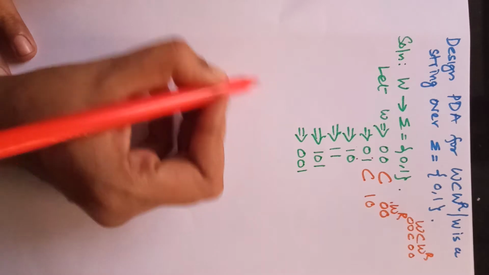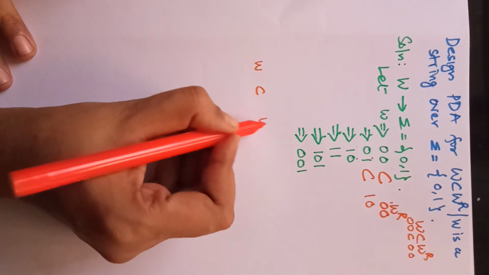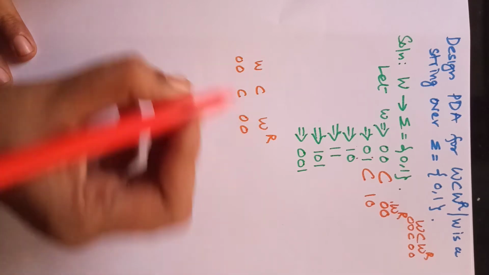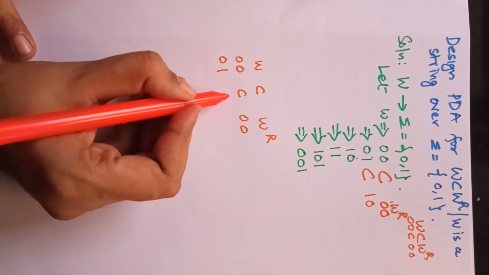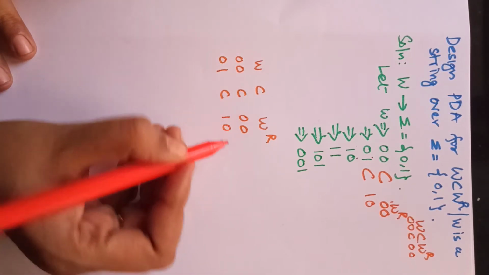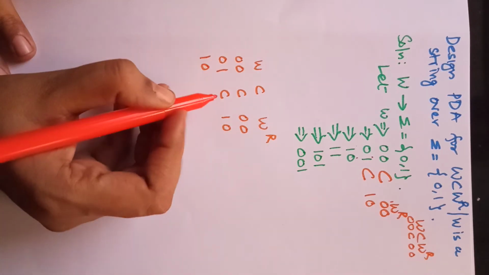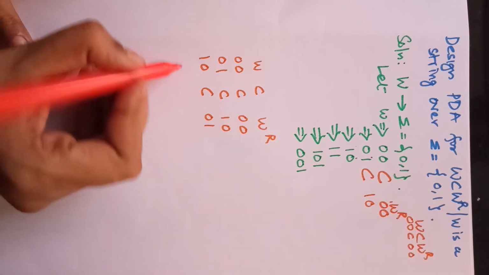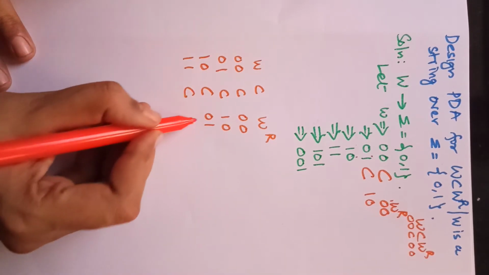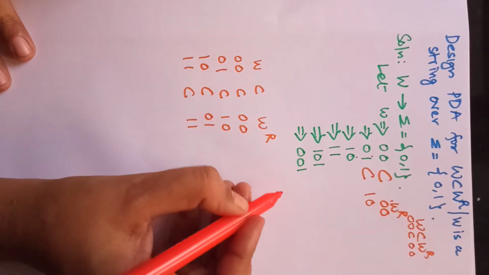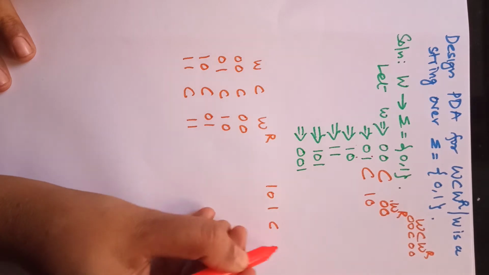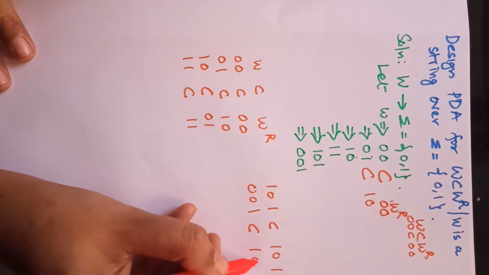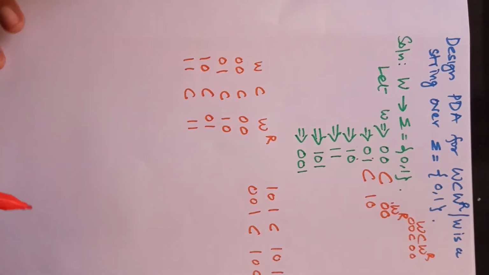So our string will be this, WCW^R. If it is 00, C, answer will be 00. If it is 01, this will be C and 10. If it is 10, then again according to the format, C and the reverse of that will be 01. If it is 11, then C 11. If it is 101, C will be 101. If it is 001, it will be C 100. So these are the possible strings.